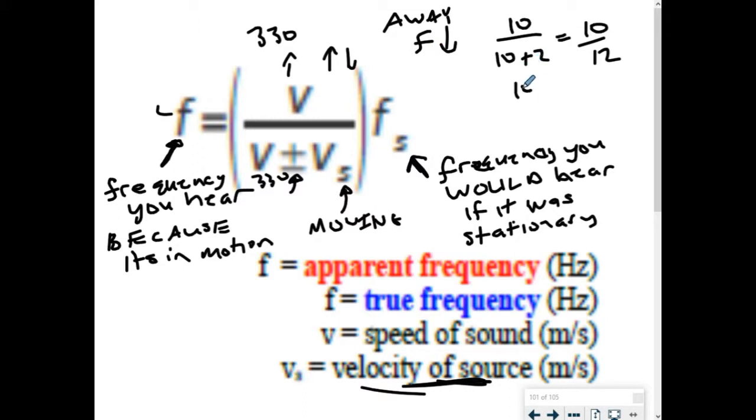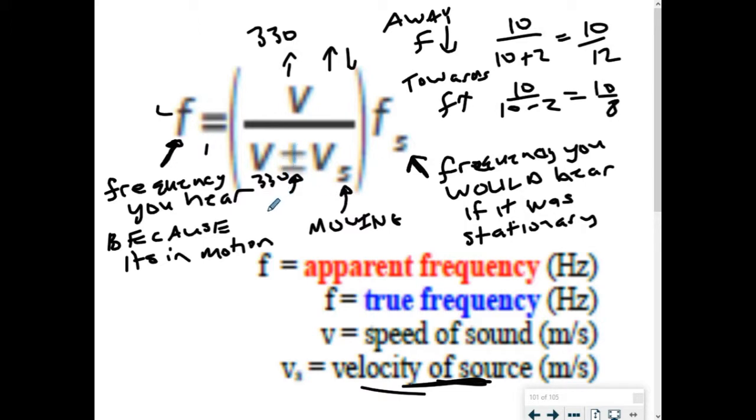But if you did 10 over 10 minus 2, see how that would give you 10 over 8? Isn't 10 over 8 going to make your number bigger? And so this would then give you a frequency that is higher, and you get a frequency that is higher when something is moving towards you. So long story short, I need for you guys to be able to identify whether or not to use the plus or the minus sign.